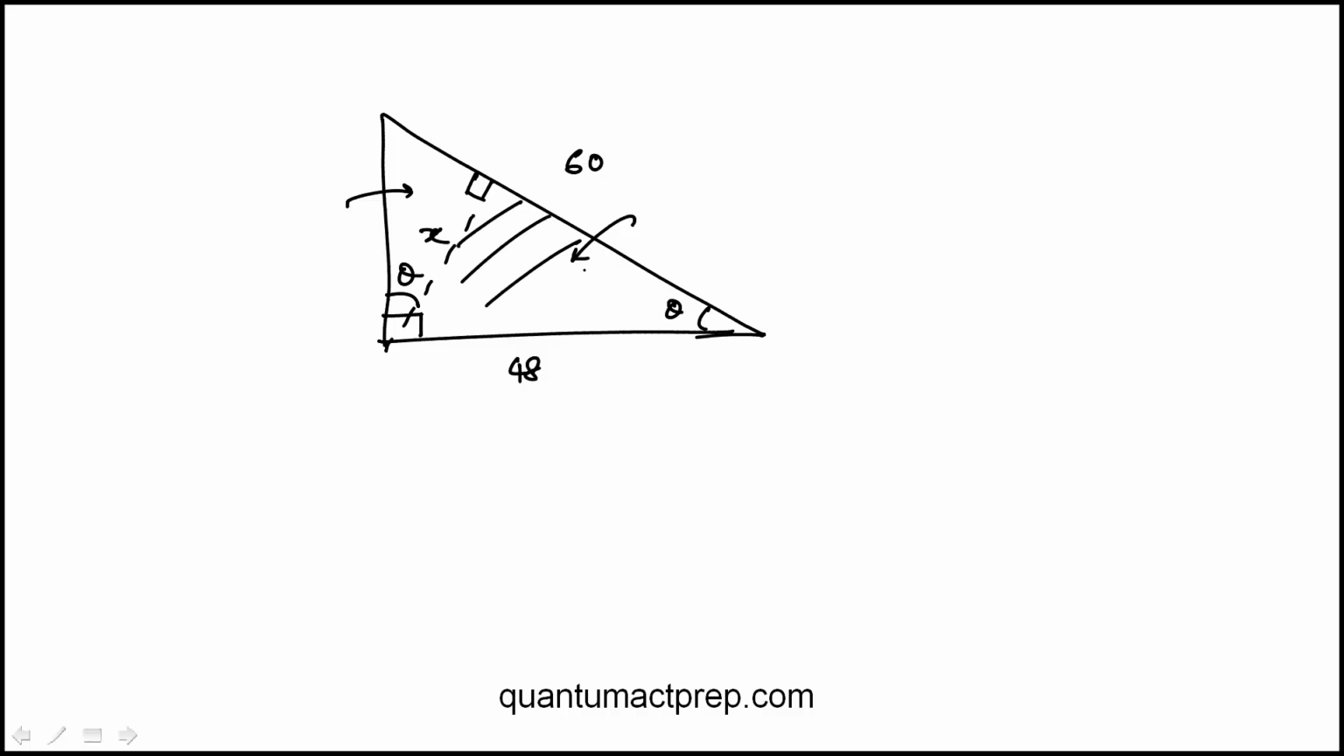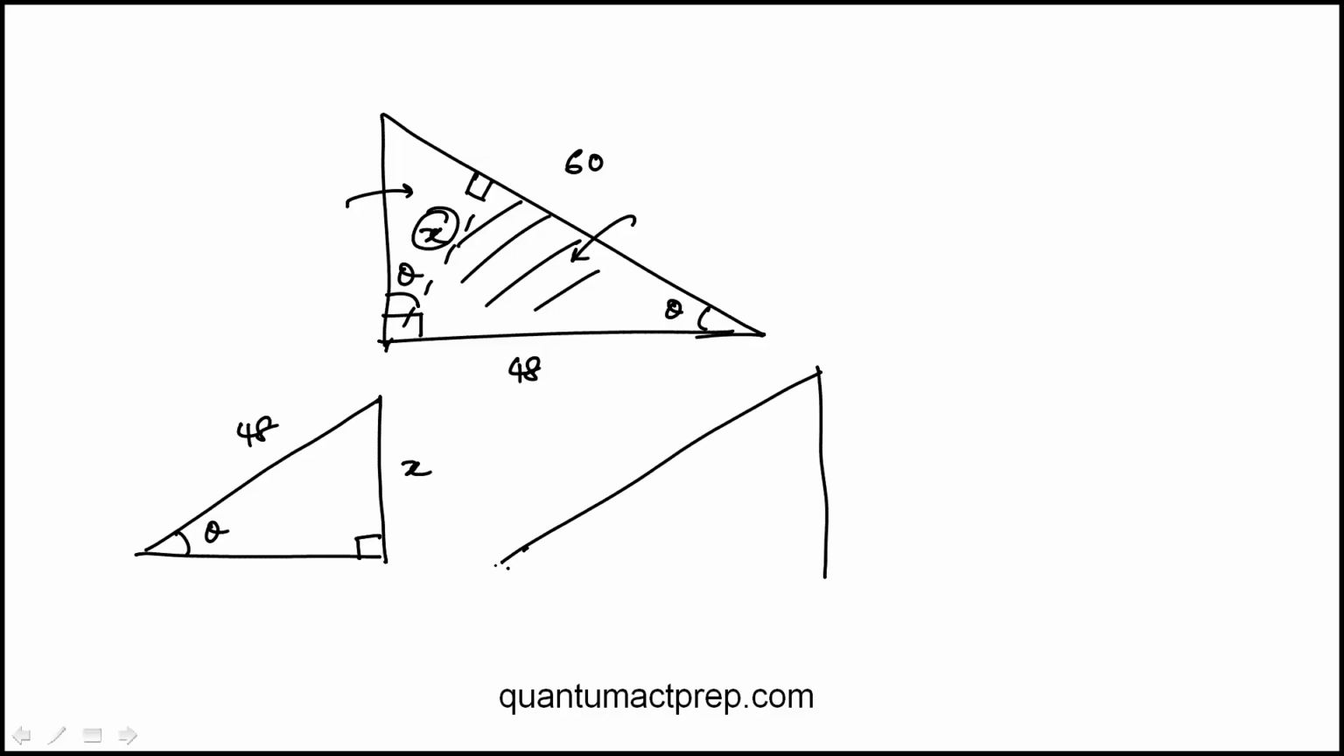So if you look at this medium triangle, and I can kind of redraw it, sometimes it's better to visualize it. So x is opposite that theta, and its hypotenuse is 48. The base we don't know. And then if we look at the larger triangle, and I'll place it so that it looks just like that here, theta, that's 60, and the base is 48.